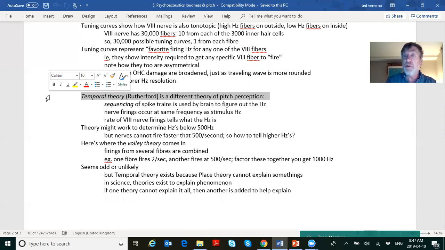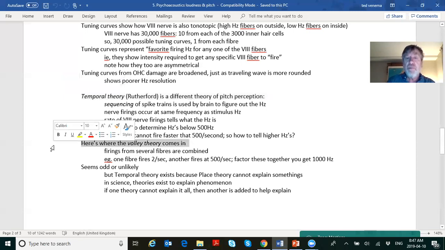So if you hear a 100 hertz tone, that makes the eighth nerve fiber fire 100 times a second. You hear a 2,000 hertz tone, now the eighth nerve is firing 2,000 times a second. Okay, but the problem is nerve fibers can't fire more than 500 times a second. So how do you hear higher frequency tones? Well, he says, that's where the volley theory comes in.